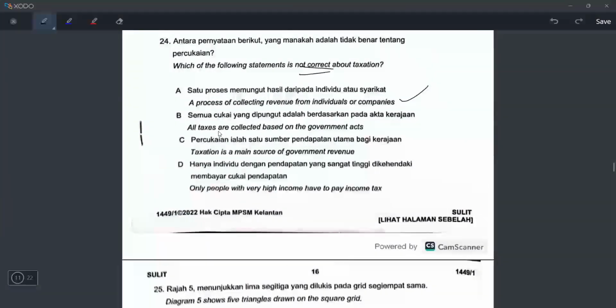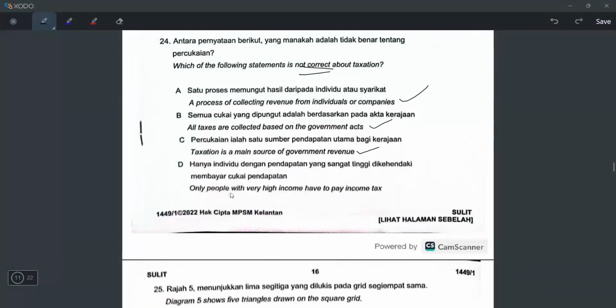Okay. B, all taxes are collected based on government acts. This is also true. Taxation is a main source of government revenue. This is also true. You can check in your textbook. It's written word by word. Taxation is a government revenue. You will see this word in your textbook.